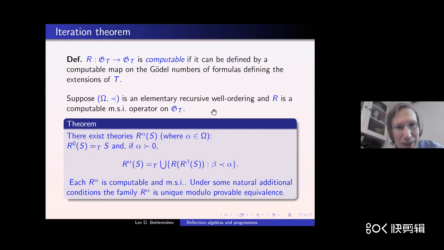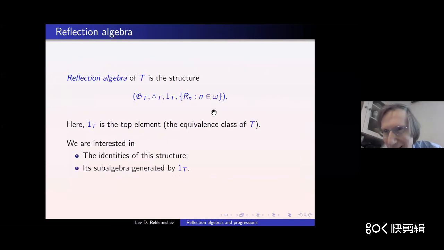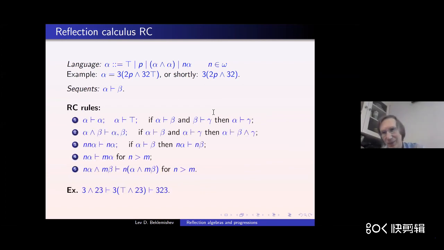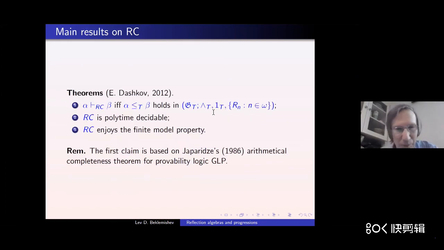Instead, we start with this notion of reflection algebra. We consider completely abstract general structures given by certain operations related to our reflection principles. Then we say, okay, look at this algebra and establish some of its properties. One of them is, as I said, the adequacy of this reflection calculus, decidability, a certain kind of provability logic study of it.